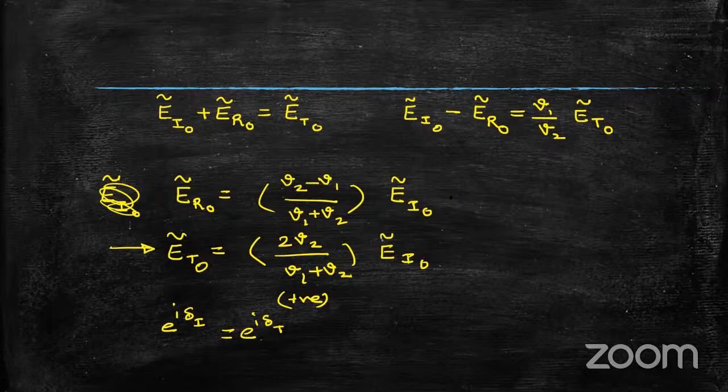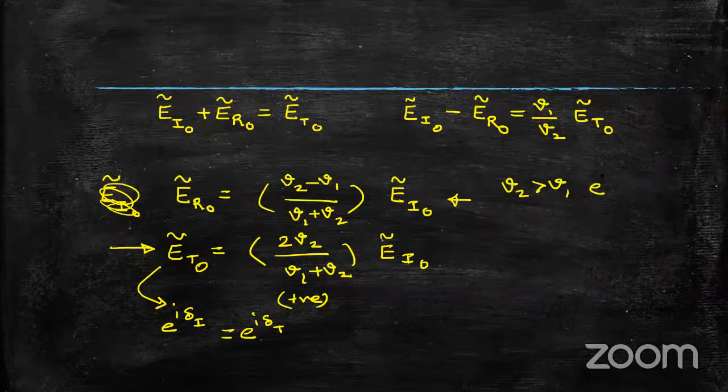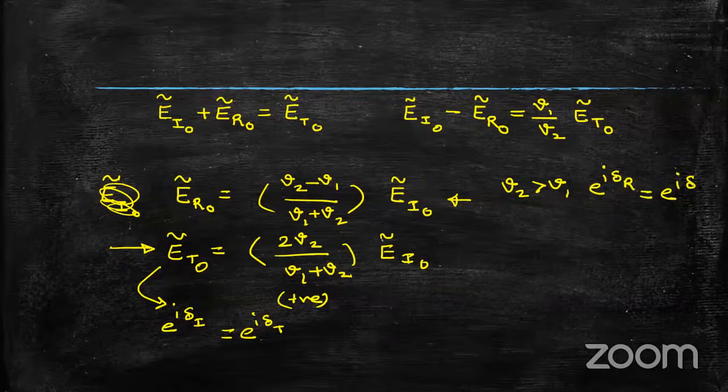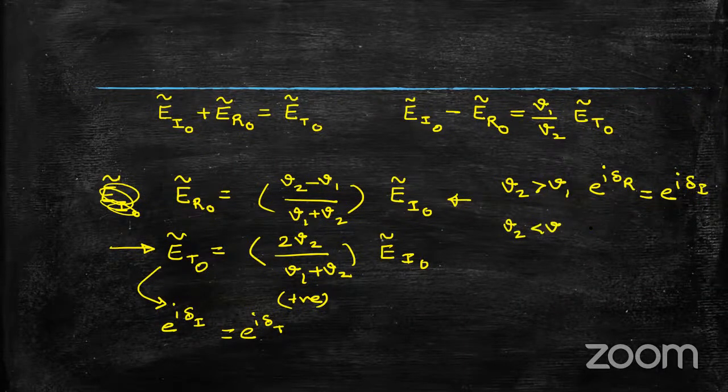What about the reflected wave? It depends on V2 and V1. If V2 is greater than V1, they will be in phase. So e raised to i delta_R is equal to e raised to i delta_I. If V2 is less than V1, then e raised to i delta_R is equal to minus e raised to i delta_I, right? And what does the minus sign show?